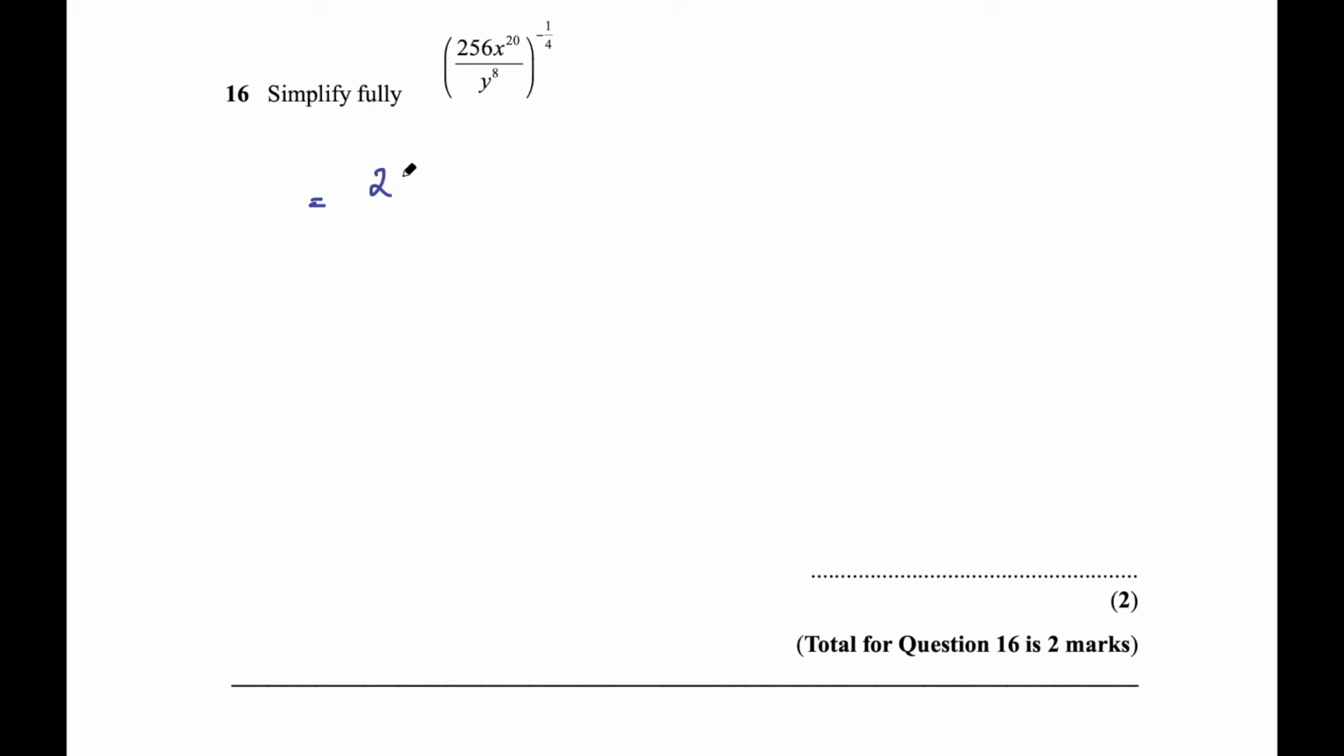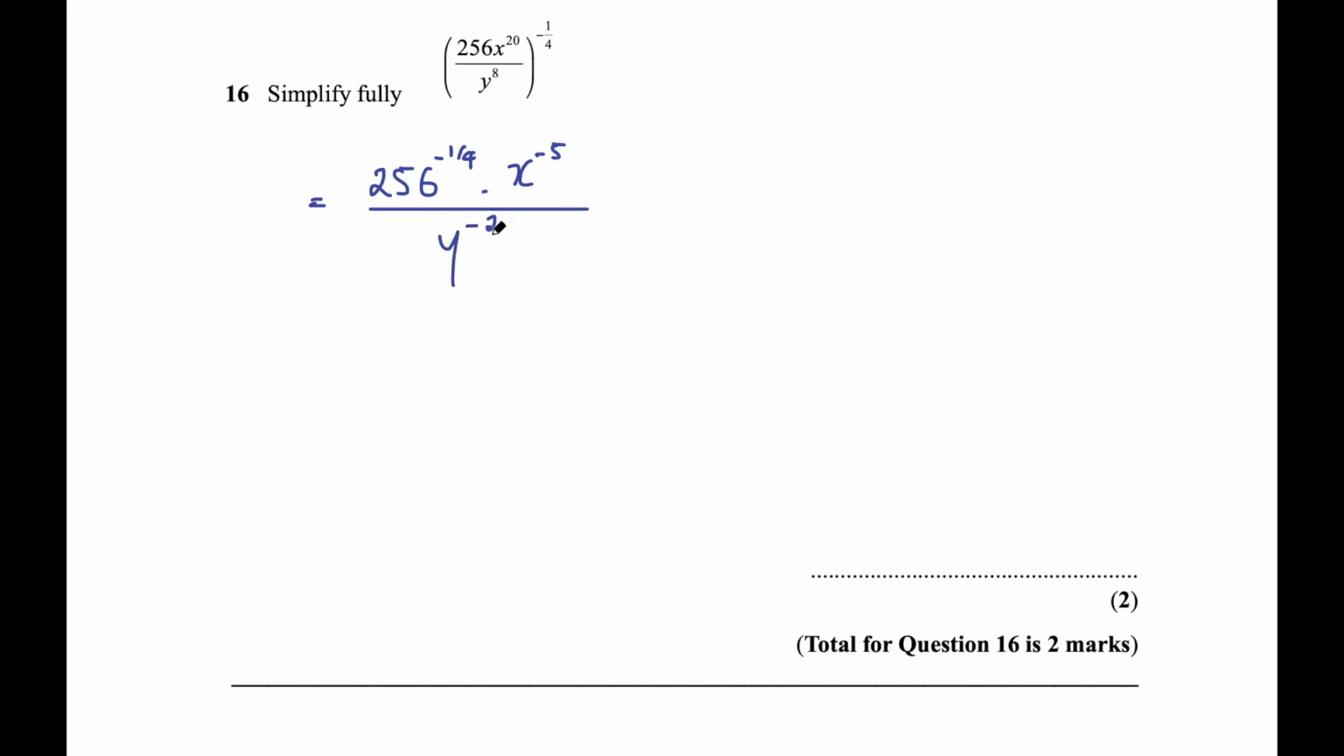This would be 256 to the power of negative a quarter multiplied by x to the power of 20 times a quarter is, well, 20 divided by 4. This would be negative 5. And then this is all over y to the power 8 times a quarter. 8 times a quarter is like 8 divided by 4. So this would be y to the power of negative 2.